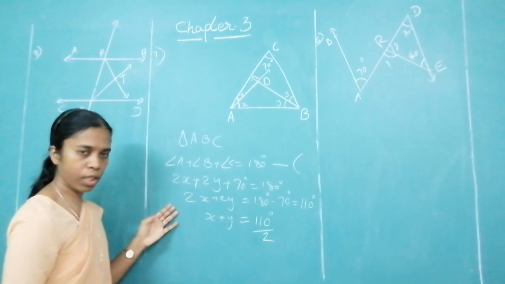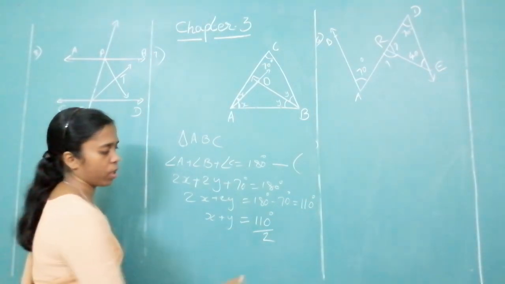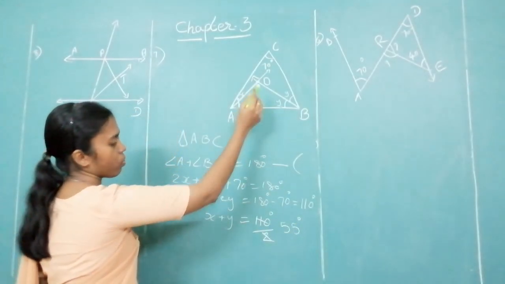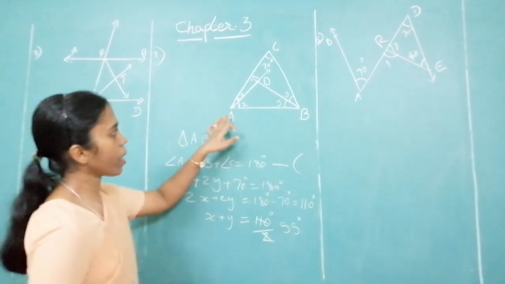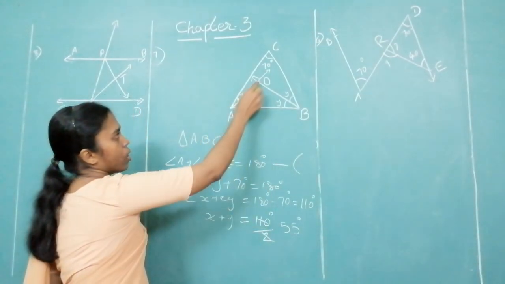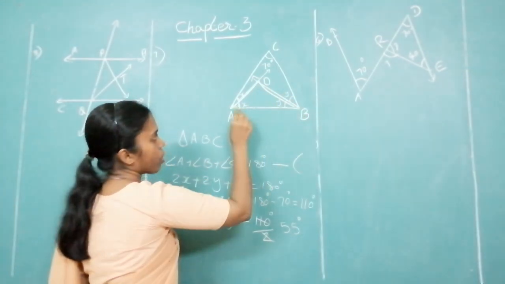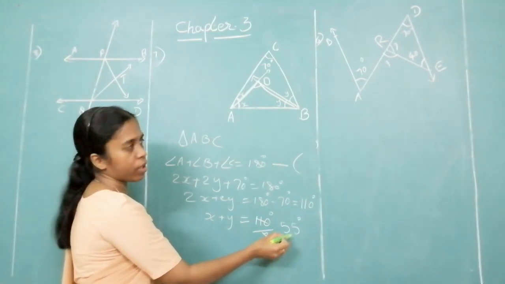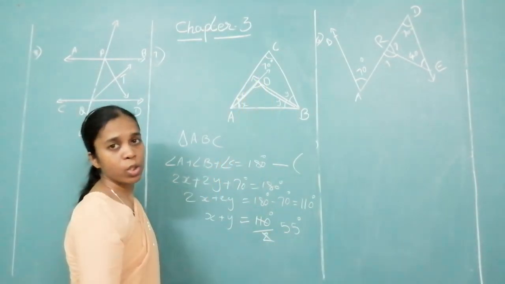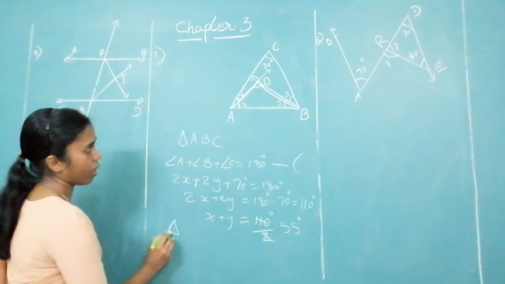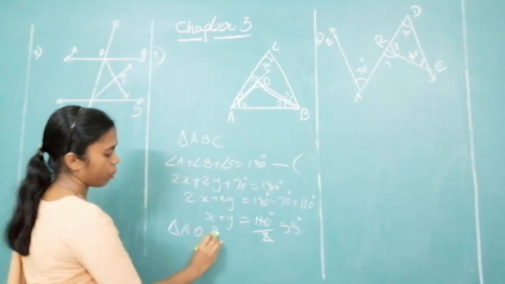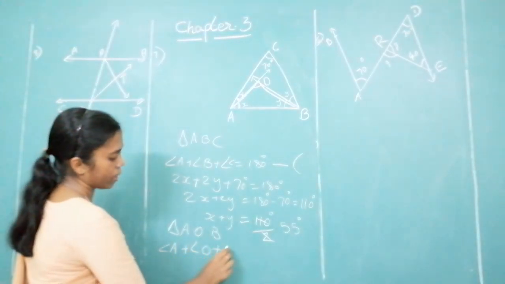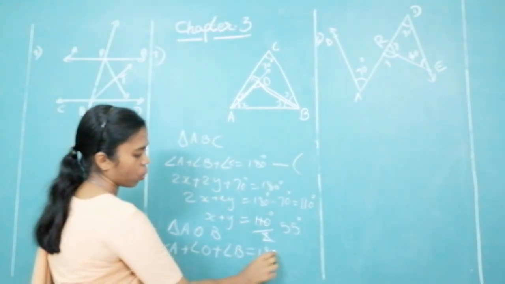2 is common, take it up. And the next step, take it to the denominator. So how much are you getting? x plus y is equal to 55 degrees. Now, look at this triangle AOB, because we are supposed to find out the measure of angle O. This is what you have to find out. x plus y is given to us as 55 degrees. Again in this triangle, the sum of the measures is equal to 180 degrees. So you write that in triangle AOB, angle A plus angle O plus angle B is equal to 180 degrees.